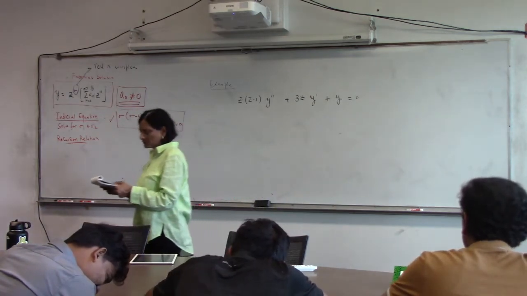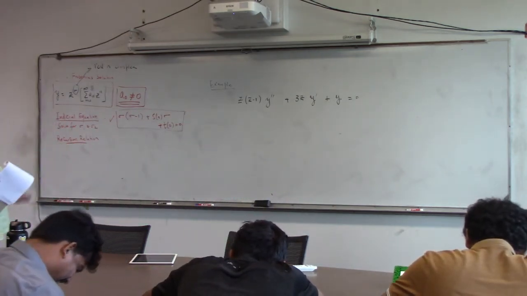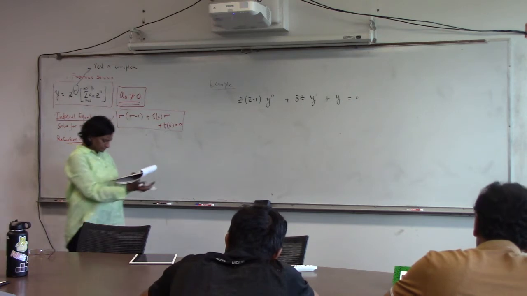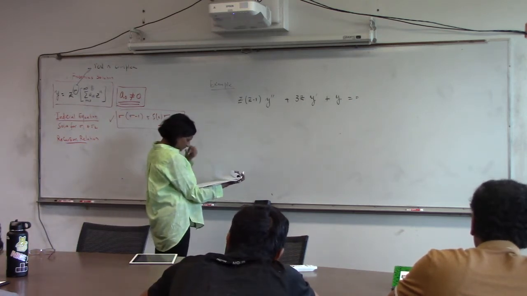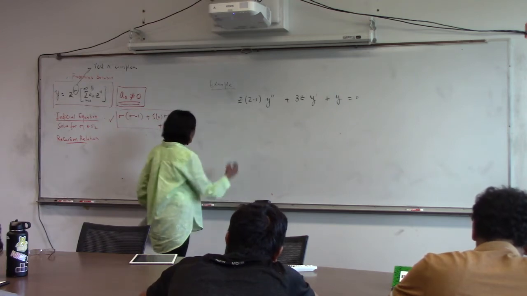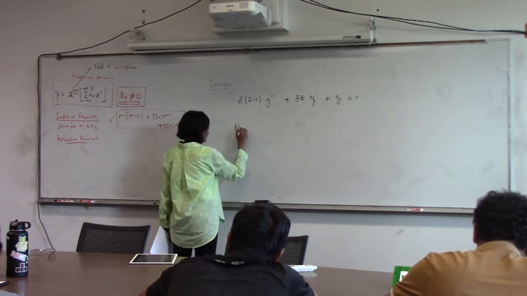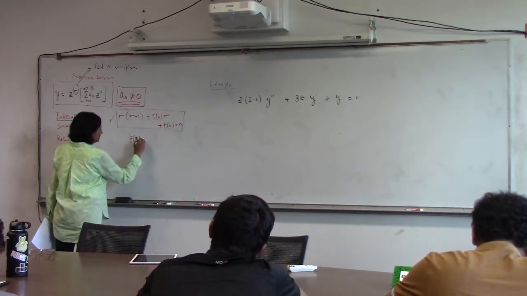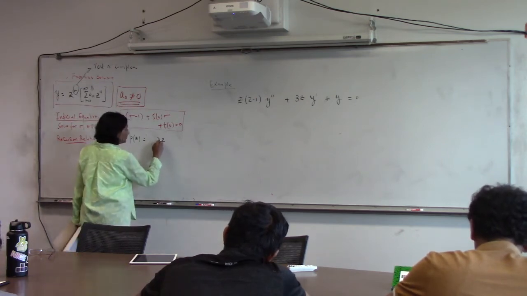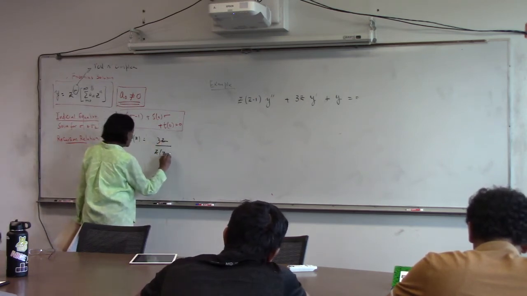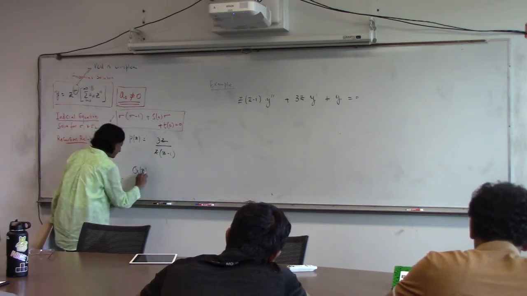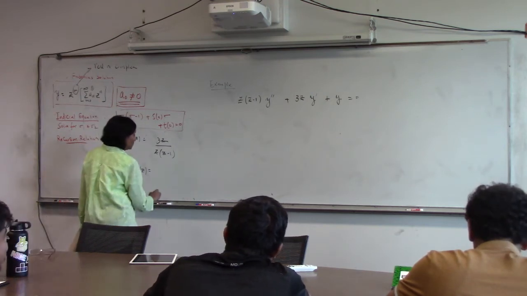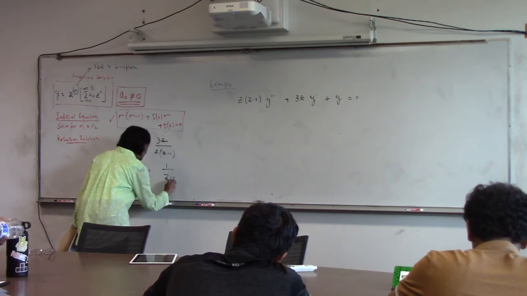All right, so this is a differential equation we want to solve. So what is P of Z? Let's write it clearly. P of Z is 3Z over Z times Z minus 1, right? Q of Z is 1 over Z minus 1.